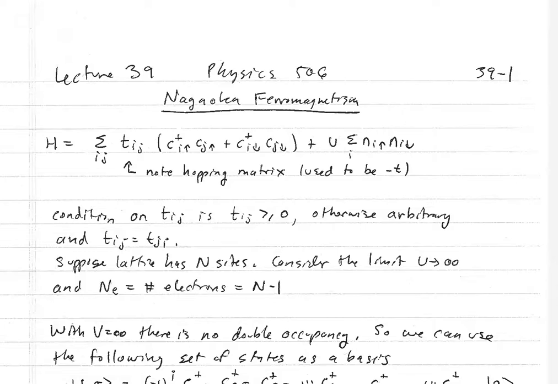Welcome to lecture 40. The title of this lecture is Nagaoka Ferromagnetism. In these last two lectures of the course, we're going to delve a bit into mathematical physics. I'm going to prove some rigorous results about properties of the Hubbard model. And this first one is a very famous result from the mid-1960s that showed that in certain cases the Hubbard model would have a ferromagnetic ground state.